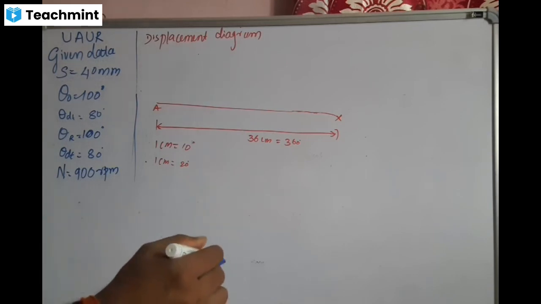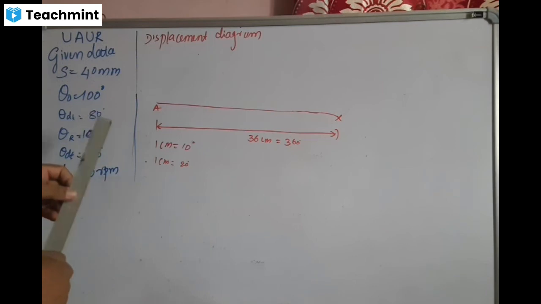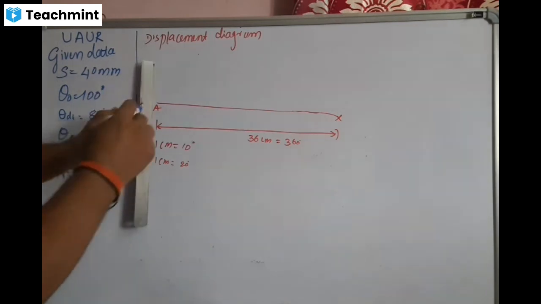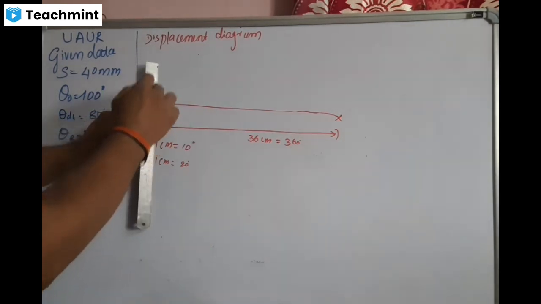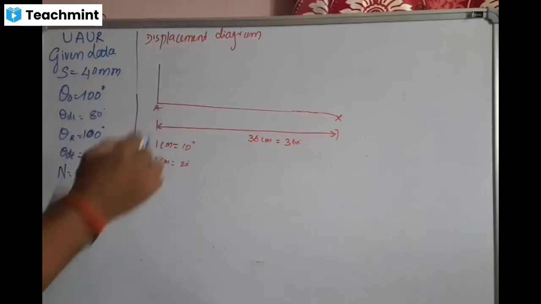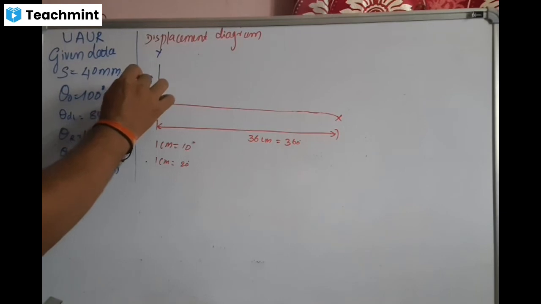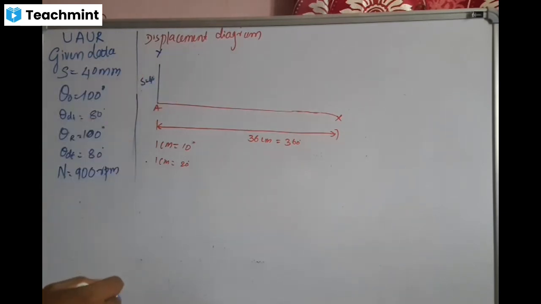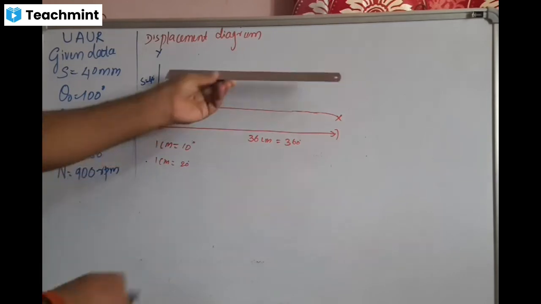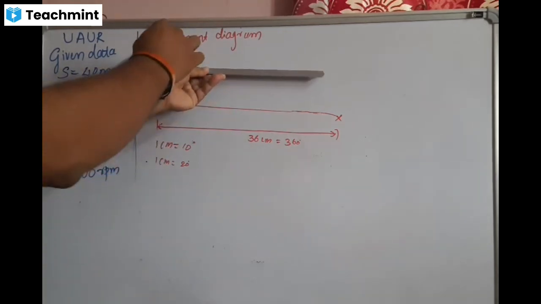Now draw the OY line, which has to be equal to 40 mm. In this case I'll go for 8 centimeters here. This is the stroke, which is equal to 40 mm. Now you just draw a parallel line here. So just make a box.